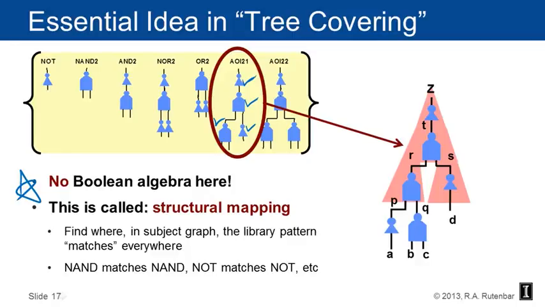This very simple-minded matching process has a name. It's called structural mapping. Find where in the subject graph the library pattern matches everywhere. And there's a very simple set of rules. NAND matches NAND, NOT matches NOT, and so on. All right, so that's the essential idea in tree covering. We are going to take elements from the technology library and we're going to put them on top of the subject tree and make sure everything lines up in some fairly simple way with some quite simple rules. And the only matching that I have to do is like gates have to match.